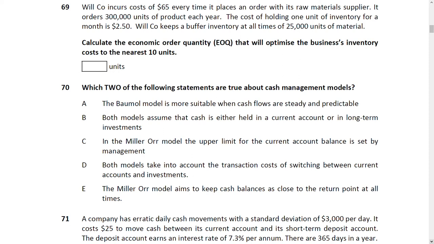Data entry, right? Then, 7, two of the following statements are true about the cash management model. So as you can see, this syllabus is from everywhere. The cash management model will come, then EOQ will come.